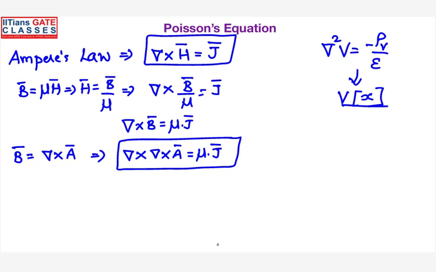Can somebody tell me what is the expansion for this? You can switch on your microphone and speak here. What is the expansion for this double curl? Gradient of divergence of A minus del square A. Good.